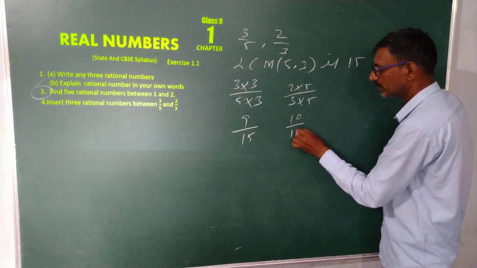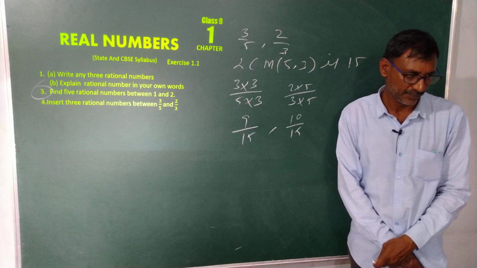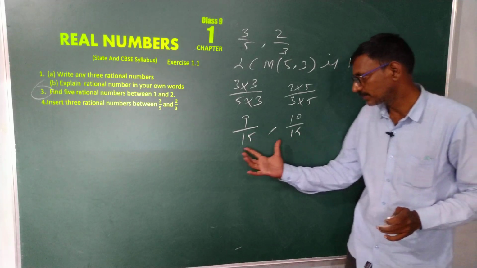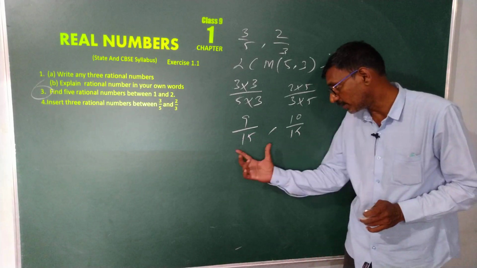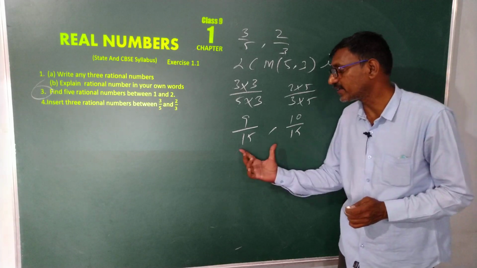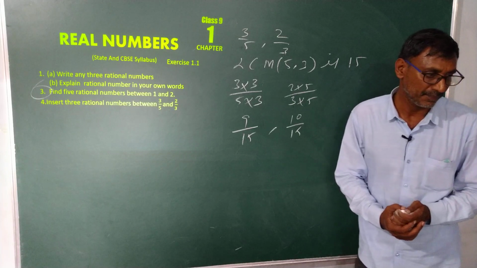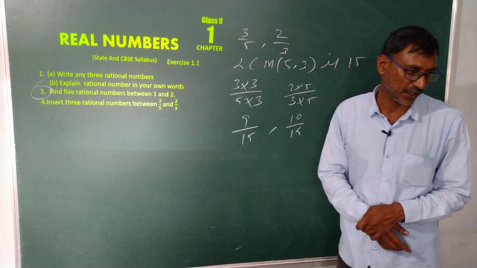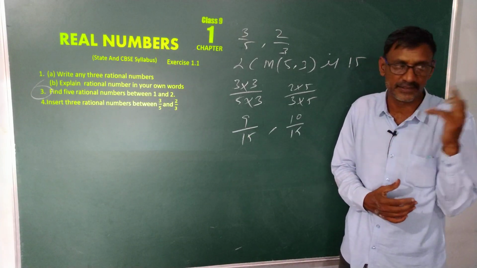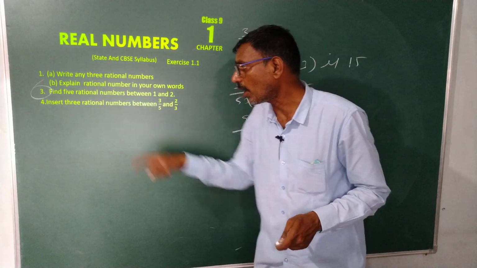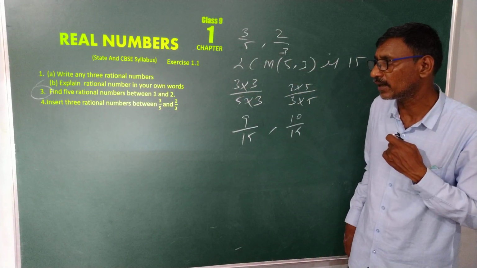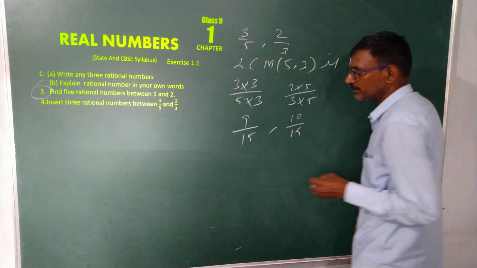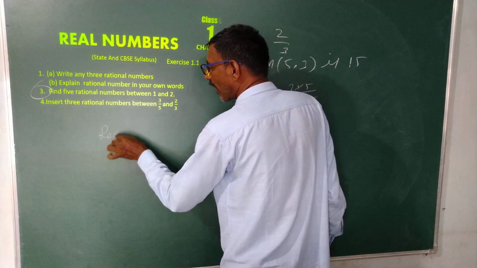9 by 15 and 10 by 15. Now the denominators are same. Now I will find 3 rational numbers between these two. First, equate the denominators of the given rational numbers. First, make the denominators same. Then you will proceed as I said just before. See, how many rational numbers lie between these two? 3. We need to insert 3 rational numbers. Plus 1.